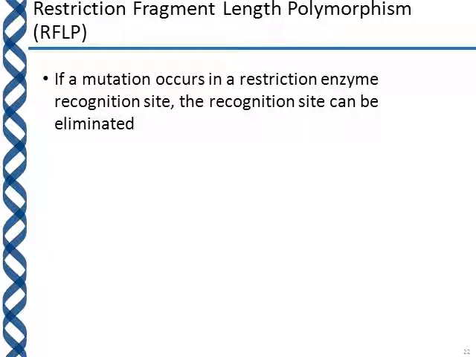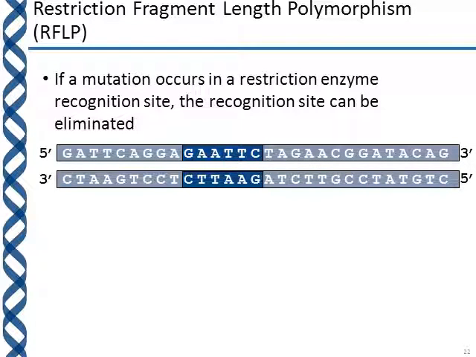Now let's talk about the restriction fragment length polymorphism. Let's start with, if a mutation occurs in a restriction enzyme recognition site, the recognition site can be eliminated. Now here's an example. Here's our piece of double-stranded DNA, which has the EcoR1 recognition site, the GAATTC site. EcoR1 recognizes, binds, and cleaves.